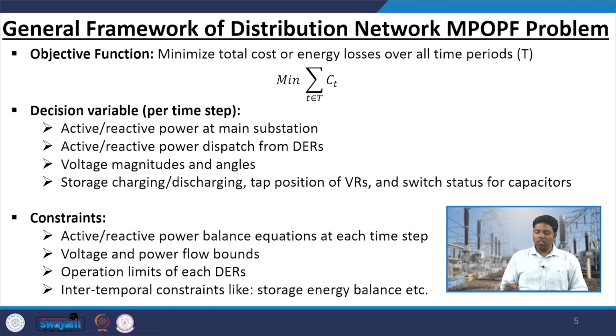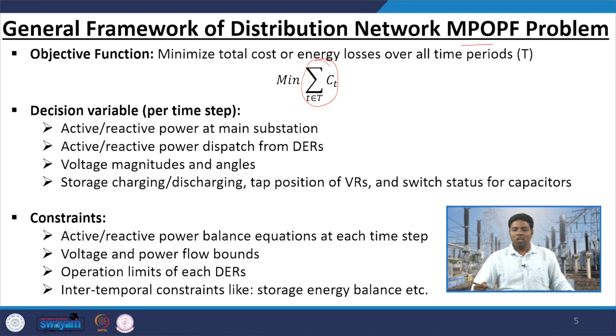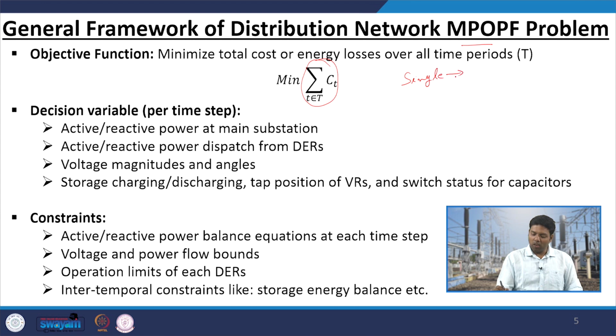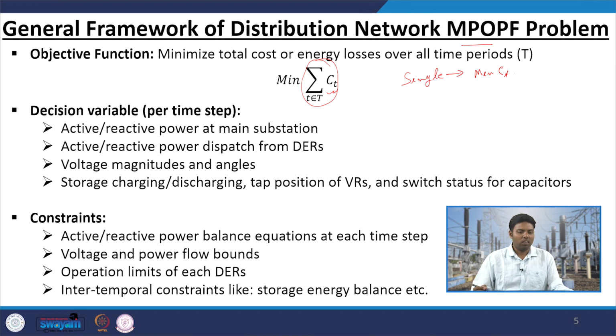So, the objective function for the multi-period OPF, or MPOPF, is the summation of the total cost. That is the variation between your single time step OPF and multi-time step OPF. If it is a single, then you are just minimizing C_t, but if it is multi, then you have to minimize the summation of C_t. That means we want a solution for each time step that takes care of the future as well. That means your present decision is a good decision for the future as well. So, that will be your multi-period OPF main motto.